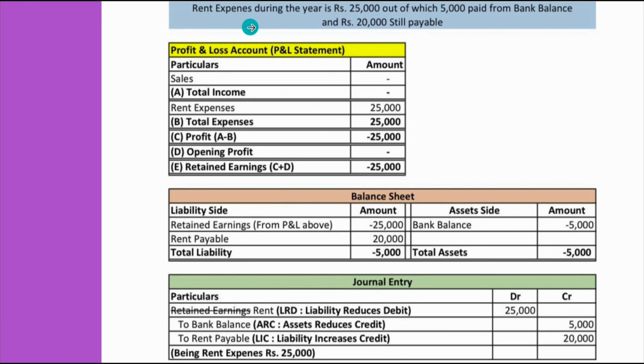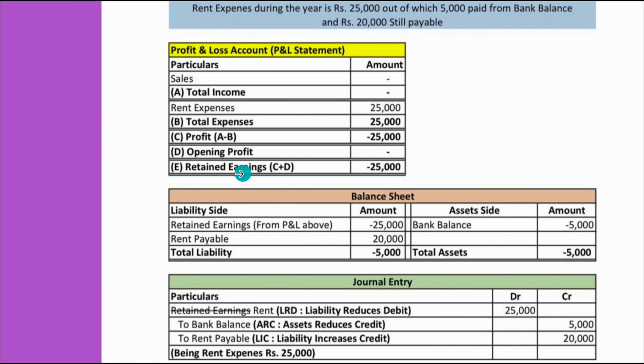Rent expense during the year is rupees 25,000, out of which 5,000 is paid from the bank balance of the company and 20,000 is still payable. So rent expense during the year, 25,000, is recorded in the profit and loss account. So rent expense here is 25,000. So total expense is 25,000. So profit, that is A minus B, is minus 25,000.